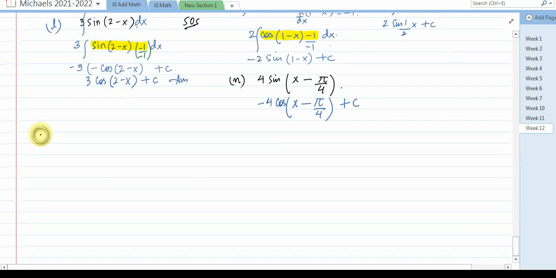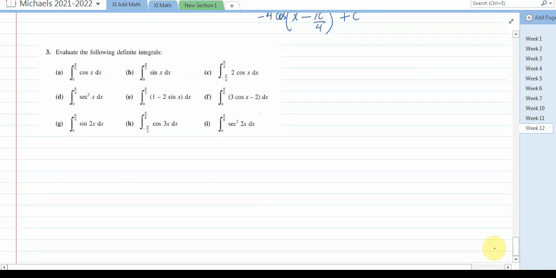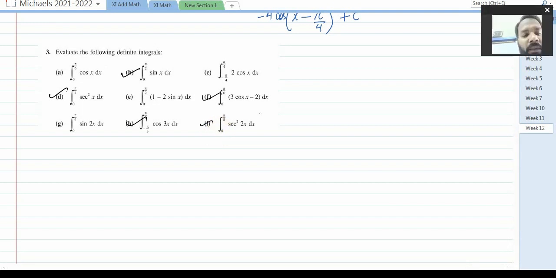It's question number 3. Now, in question number 3, we are talking about definite integrals because the sign of the limits is present in the question. And in question number 3, the parts we are going to attempt are B, D, F, H, and I. These are the parts we are going to attempt here. Alright, so let's start with part B.